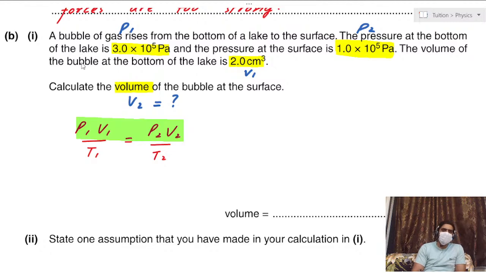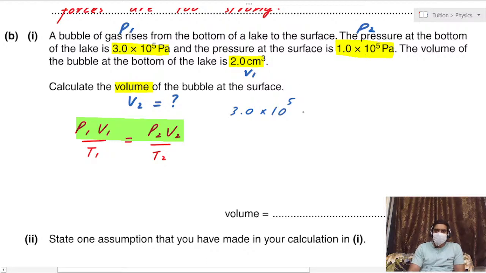Exactly. Yes, Momina, you're right about it. So I can write P1 V1 equals P2 V2. So what is the first value of pressure? 3.0 into 10 to the power 5. This was the first value of pressure, into the first value of volume V1, 2.0.